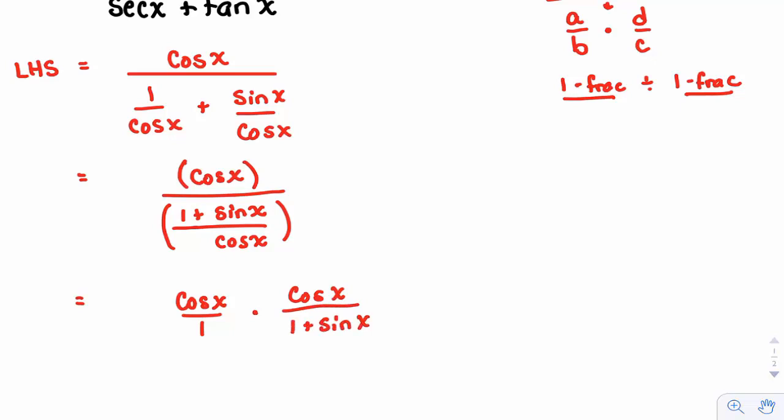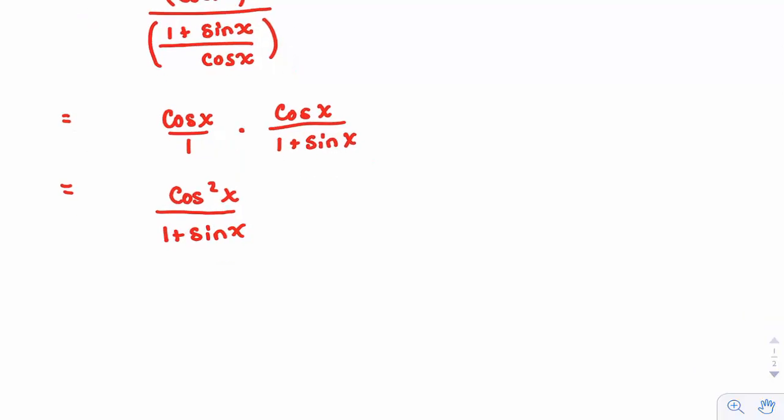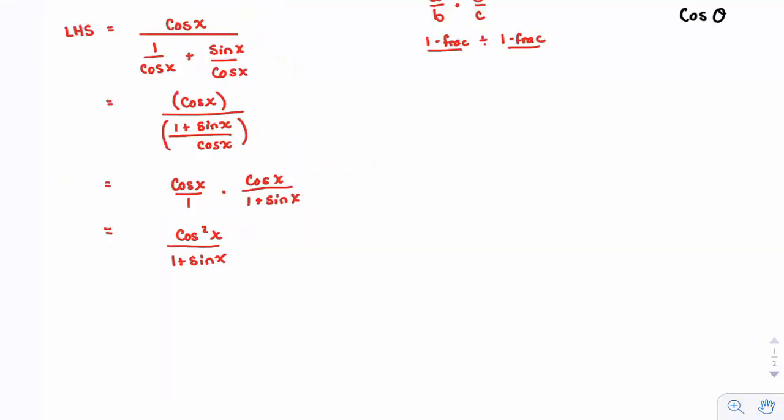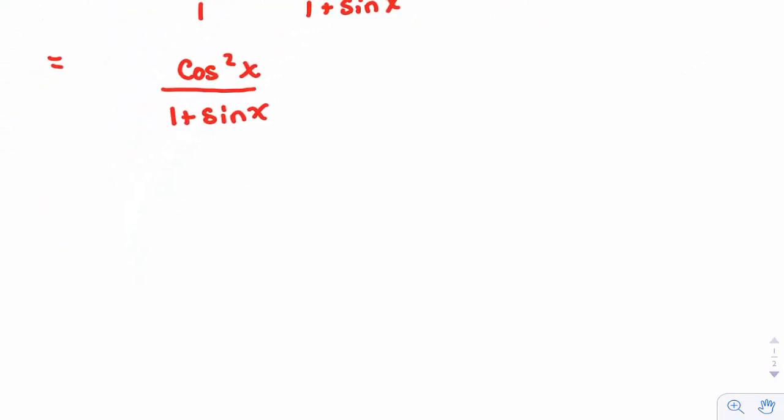Okay, so at this point I can multiply across. So this is going to be cosine squared x over 1 plus sine x. Now, when you look at what we're trying to get here, take a look at the right-hand side. I have a 1 minus sine x. So I'm going to take this cosine squared and use my Pythagorean identity. That's going to be 1 minus sine squared x over 1 plus sine x. Now if you're wondering why I do that, first off, well, I got a cosine squared.